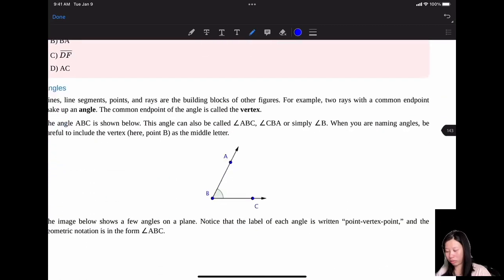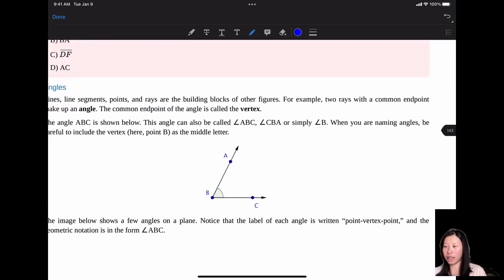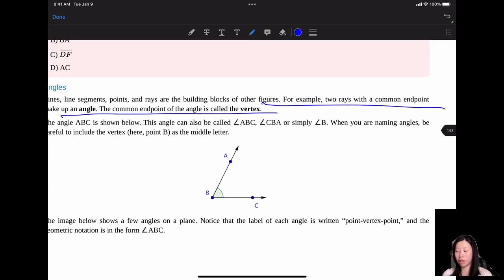Okay. So next one is angle. So what is an angle? By definition, 2 rays with a common endpoint make up an angle. So an angle is made of 2 rays with 1 common endpoint. And the common endpoint is called the vertex.